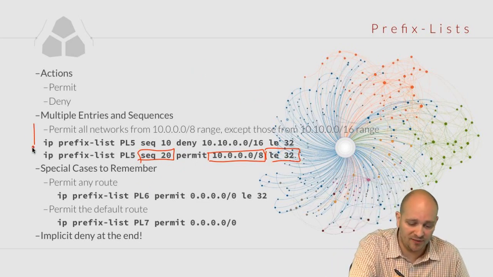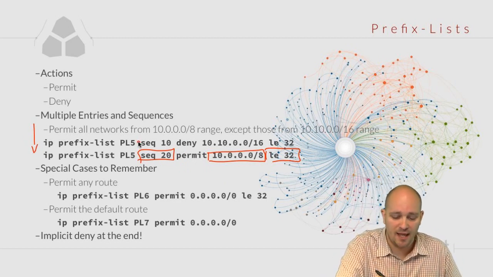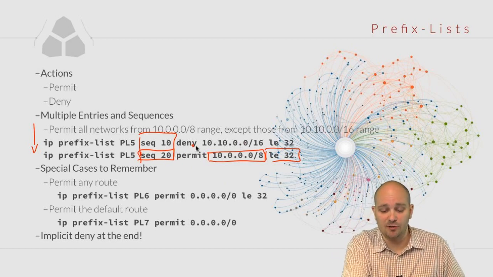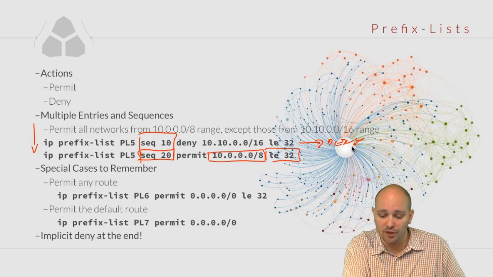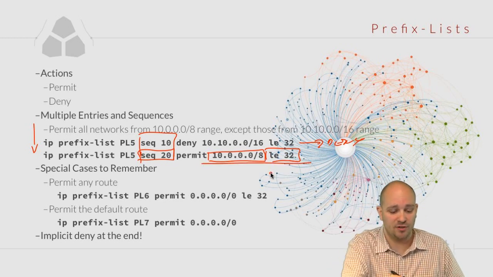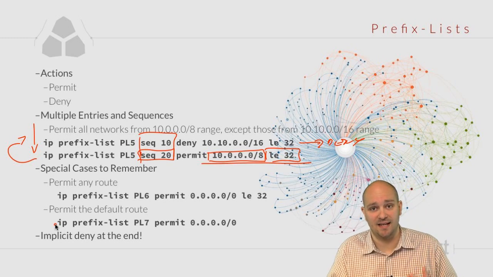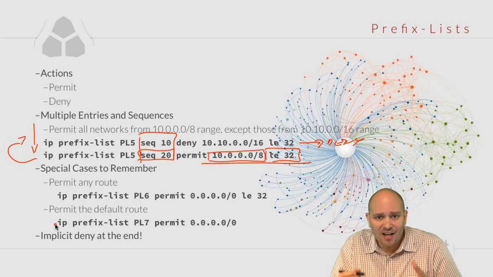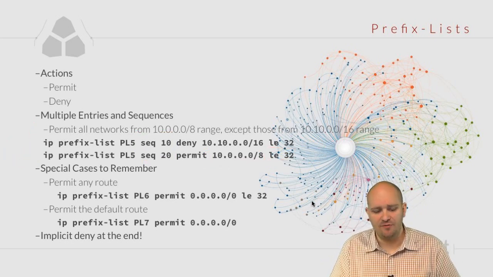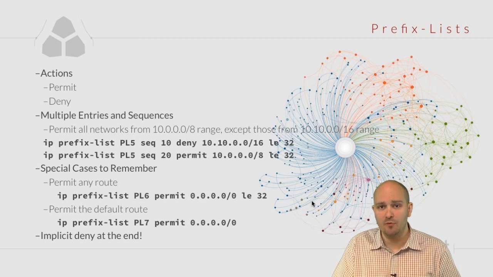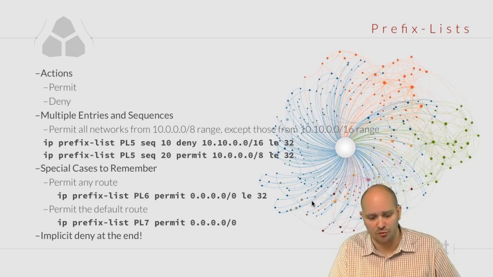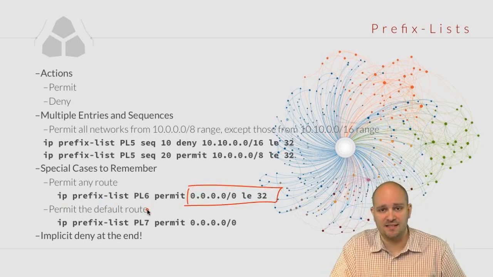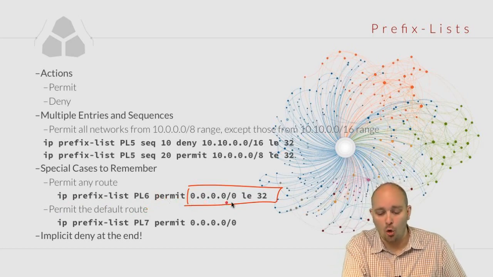But keep in mind that prefix lists are processed sequentially according to the sequence numbers there. So if we had 10.10, it would have been denied at this point, so it is not going to be permitted by this entry. It's very important not to forget this, and that you might write this prefix list in the wrong order. Another example that I want to give you are special cases. Like, for example, if you wanted to permit any route, regardless of what the route is, you can use this syntax here. So in our prefix list PL6 here, we are permitting all the routes.